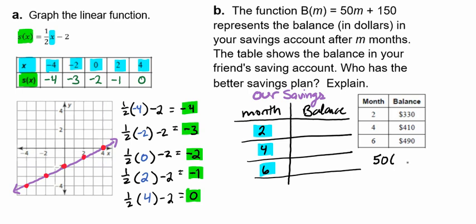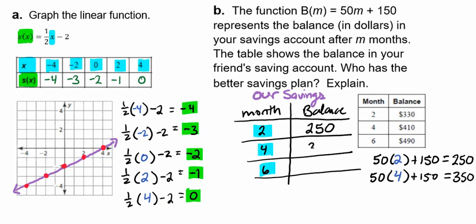So we'll have 50 times 2 plus 150, and that is going to give us the value 250. And so we'll put that in our table. So right now it looks like our friend's balance is a little bit better. Let's look at 4. So we're going to go 50 times 4 months plus 150. And when we plug that into our calculator, we're going to have $350. So after 4 months, it looks like our friend's plan is still better. Let's try the 6th month though.